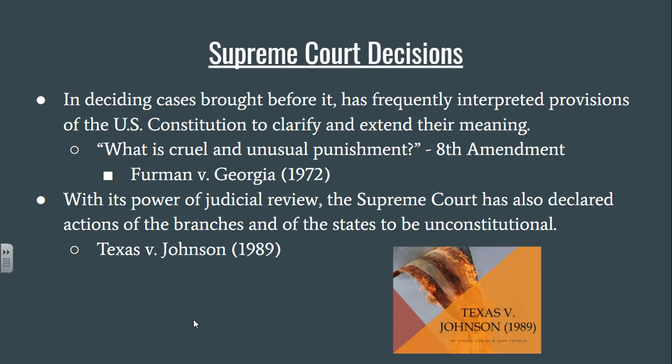Now, the second bullet point down there is Texas v. Johnson, the power of judicial review. That's what I talked about: reviewing a case and then coming up with a decision of what that means. The Supreme Court has also declared actions of the branches and of the states to be unconstitutional. That's the Texas v. Johnson case we talked about, the flag burning case. It actually happened in 1984 and gets decided in 1989.